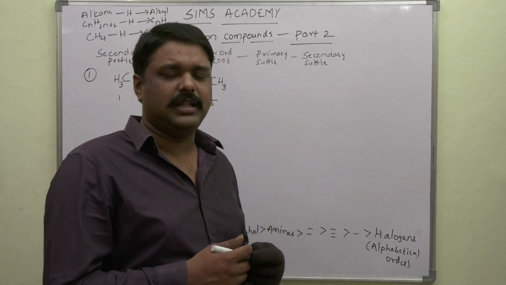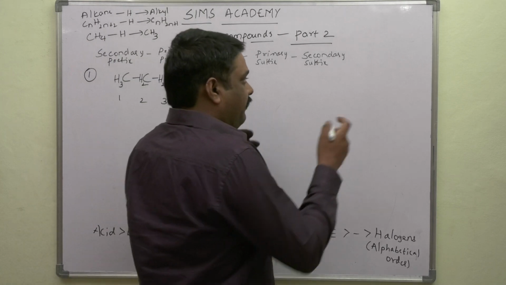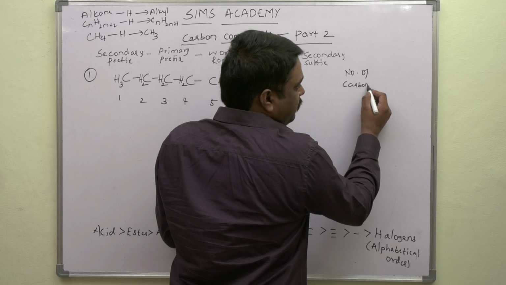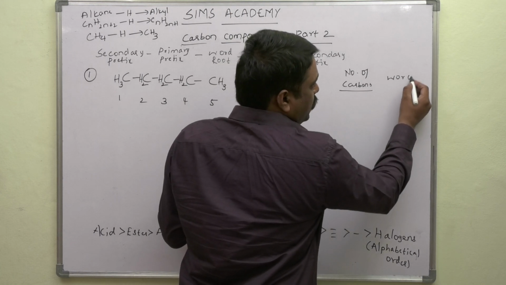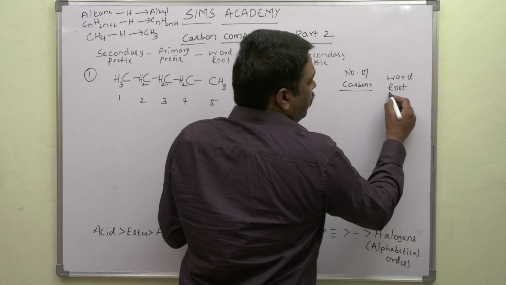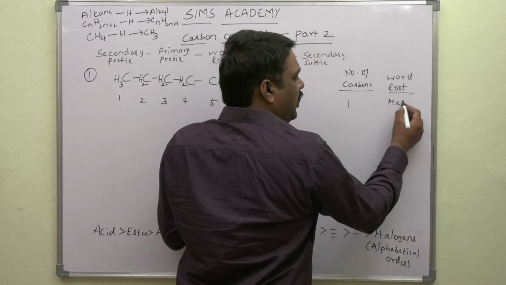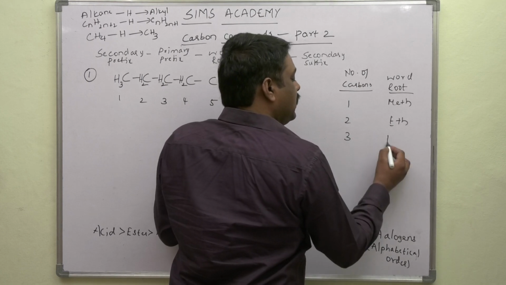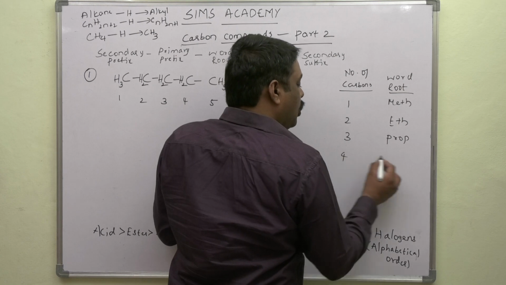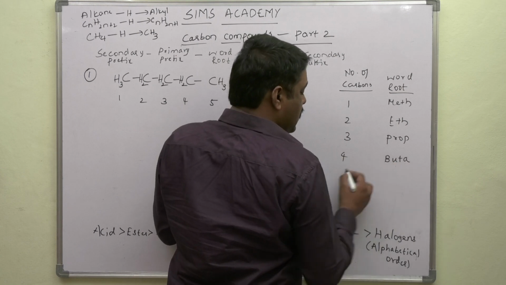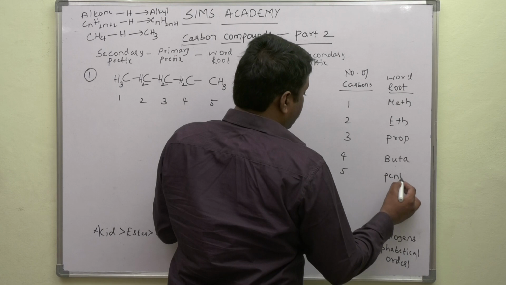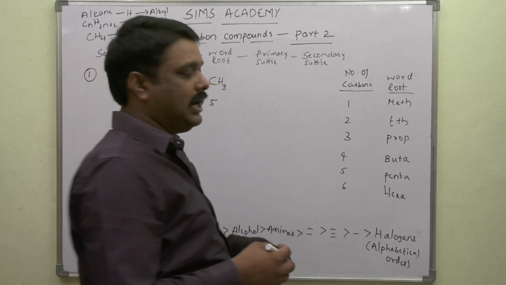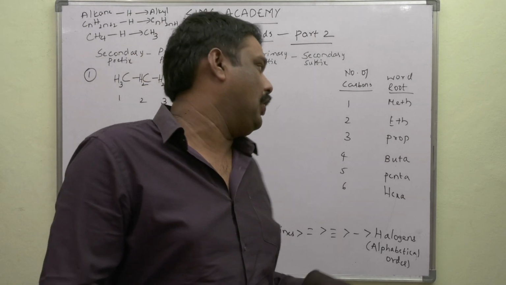We discussed the word roots, right? Word roots, depending upon the number of carbon atoms, we mention the word roots over here. That means if the carbon atom count is 1, the word root is meth, 2 is eth, 3 is prop, 4 is but, 5 is pent, 6 is hex, and so on. Word roots are given accordingly.